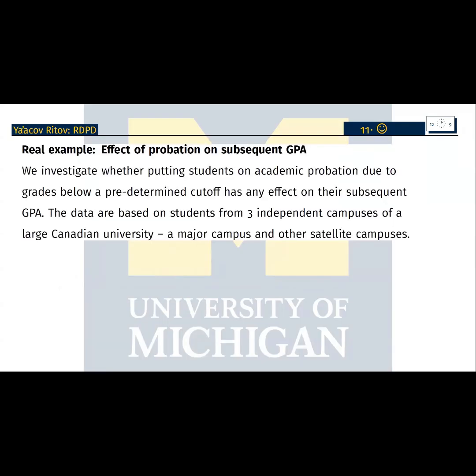Okay, let's go to some examples. Two examples taken from the RDD literature. We investigated whether putting students on academic probation helps. Students who by the end of their freshman year had GPA below a threshold were put on probation in the second year, and this is Canadian data for some large Canadian university, I don't know which one.